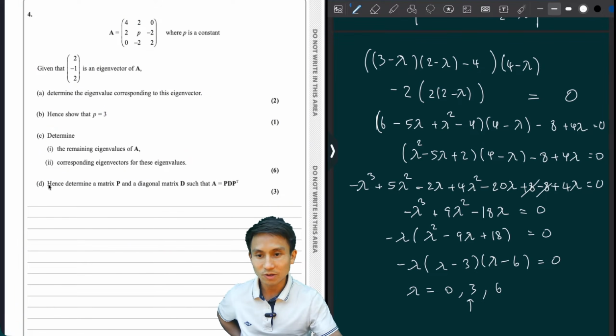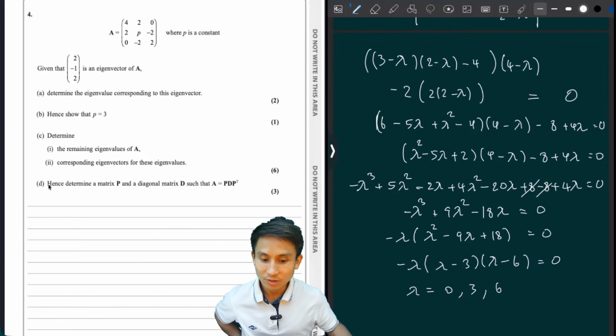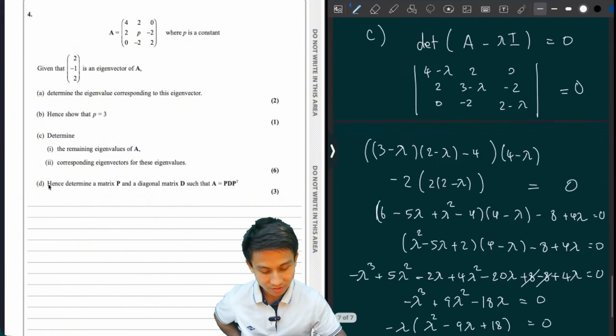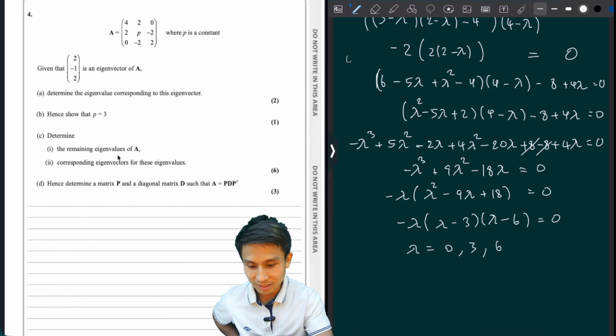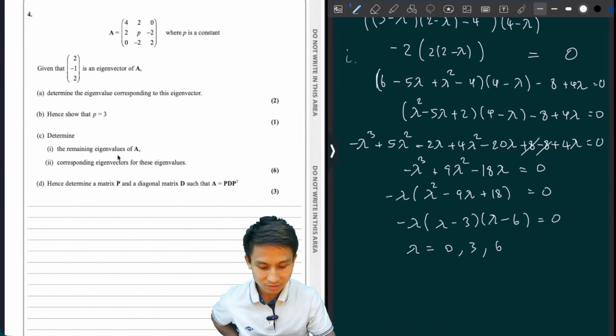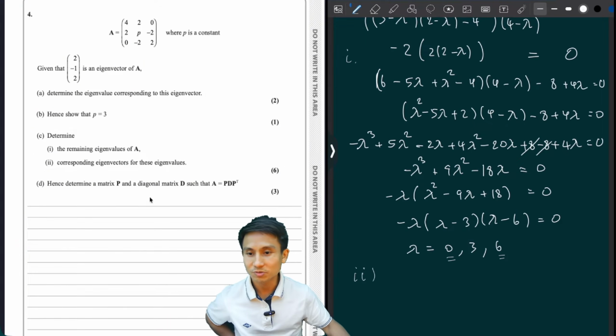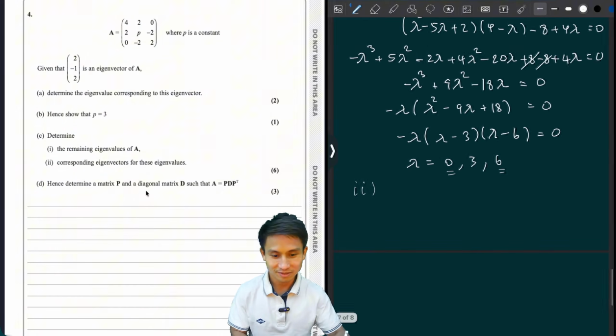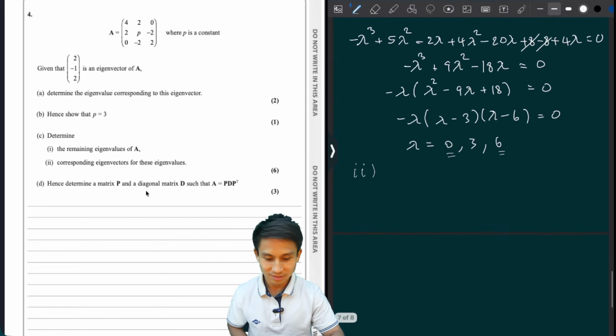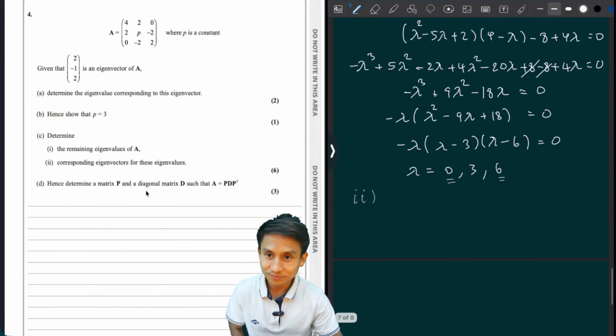3 is one of them already, because we are told that we got the eigenvalue first to be 3, so the other two should be 0 and 6. The remaining eigenvalues, so part I here, the remaining eigenvalues are 3 and 6. Okay, I just underlined that. And part I, corresponding eigenvectors for these eigenvalues, right? That's also another bunch of work there to do, because we need to put them back in.